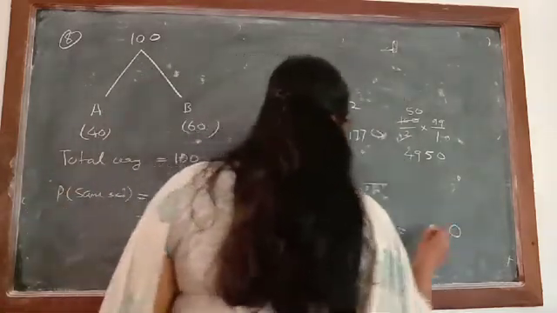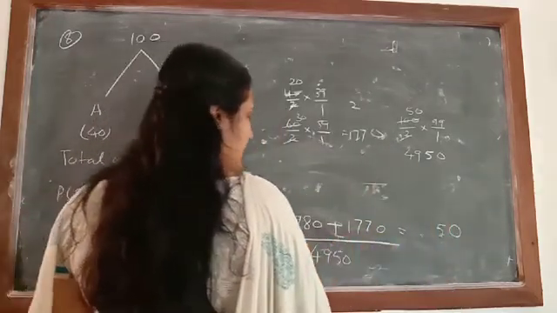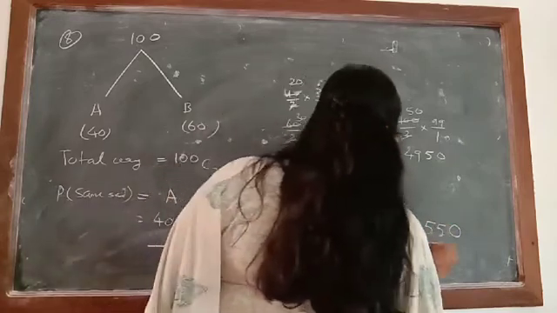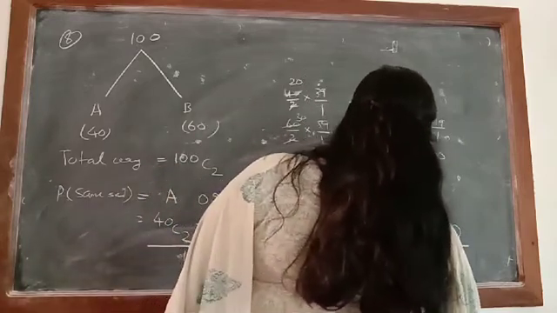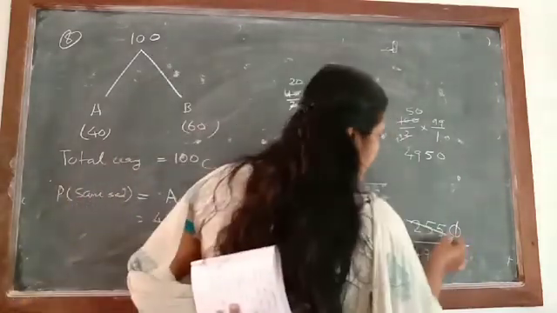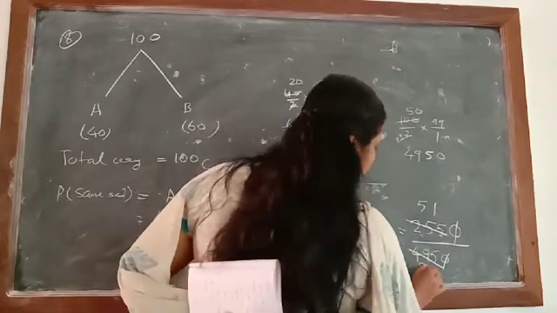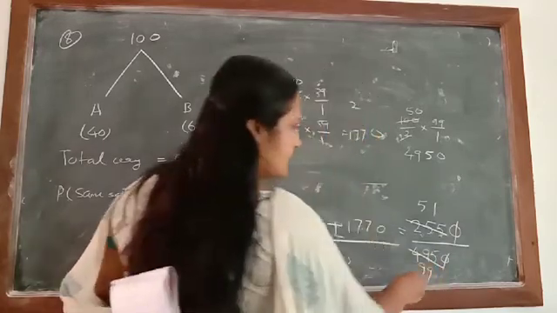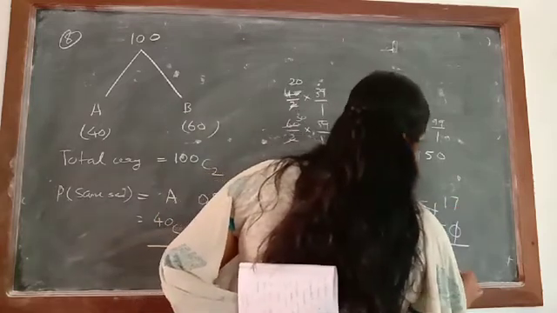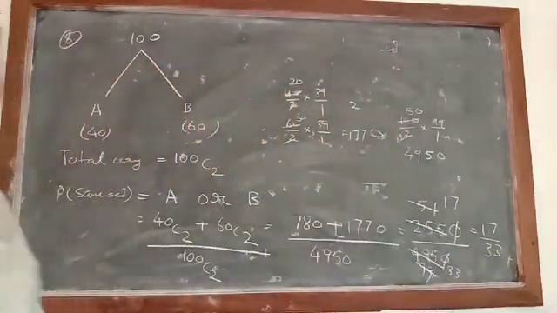0, 8 plus 7, 15, carry over 1. 7 plus 7, 14, and 14 plus 1, 15, carry over 1. So 1 plus 1, 2, so 2550 by 4950. Cancel it. Is it divisible by 5? So 5 5s are 25, 5 1s are 5. Here we will have 5 9s are 45. So again it is divisible by 3. So 17 and 33. So the answer will come 17 by 33.